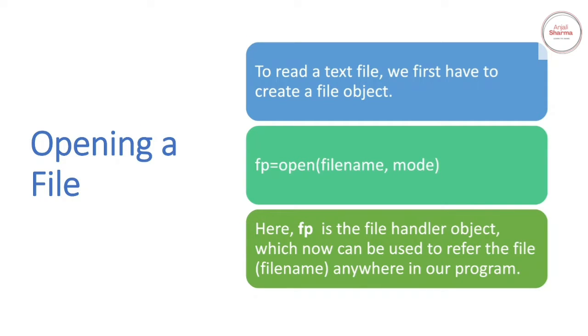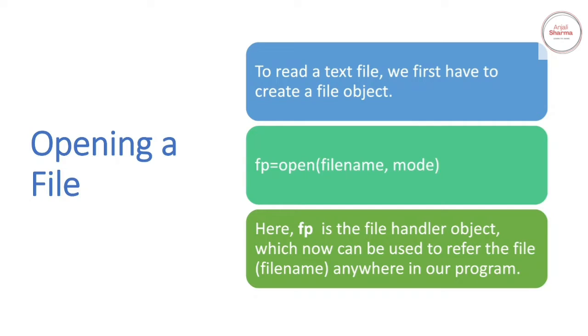Now let us move towards the first operation that we need to perform on a file. Well, it is very simple. In order to read or write a file, first we need to open it. So we can use the open function to open a file. This function accepts two arguments. First is the file name and the other is the open mode. Here, fp is the file handler object, which, after execution of this statement, can be used to refer to the file anywhere in our program.